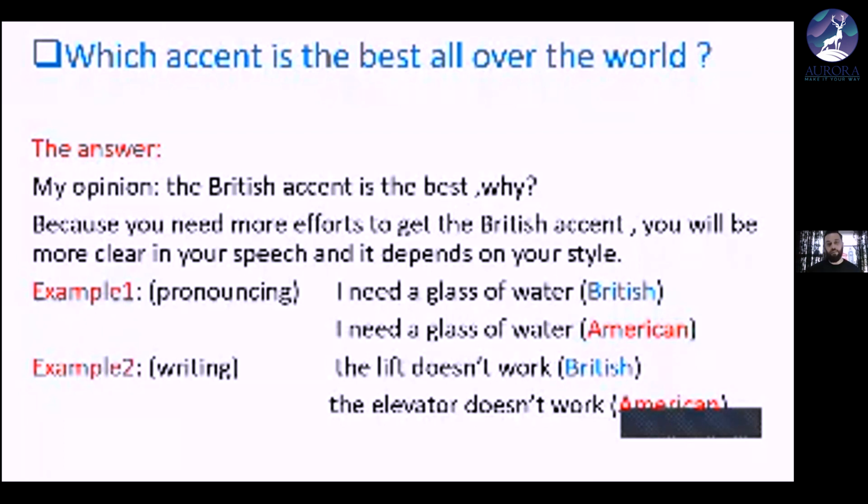So the first difference is about pronunciation, how to pronounce these words or sentences. Let me repeat them. I need a glass of water. The American one, I need a glass of water. The difference in writing: the lift doesn't work. The second, the American one, the elevator doesn't work. So lift, elevator. What's next now?